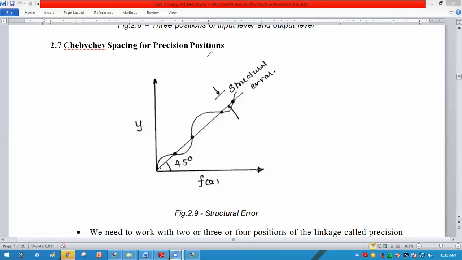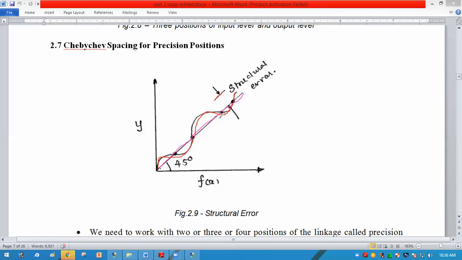Here you can see y is the output, and the output depends on the input, that is f of x, a function of x. This is the desired path, a 45 degree line. But the actual path of the link or the coupler is this one, the waveform. So this is the actual. The difference between the desired motion and the actual produced motion is called the structural error.